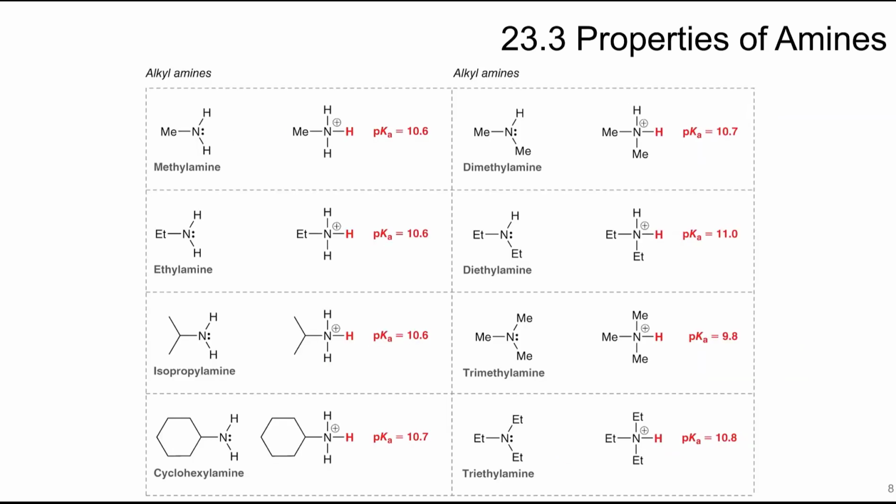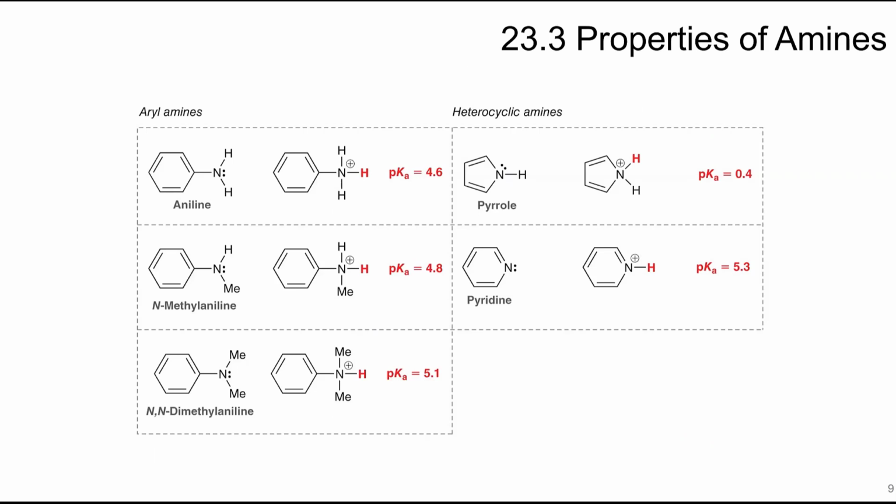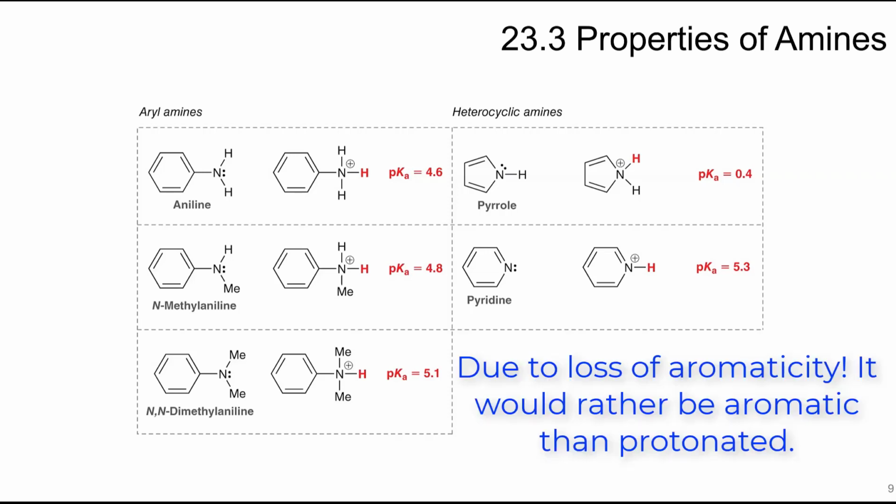Here are other pKa's of protons that you'll see in the next couple slides here. This is not something that you need to memorize at all. This is just as an FYI. So all the pKa's of these are around 10 for protonated amines. And then we have the aryl amines. They become more acidic and easy to pull off. And those pKa's are around 5, except for pyrrole. A protonated pyrrole is very acidic.